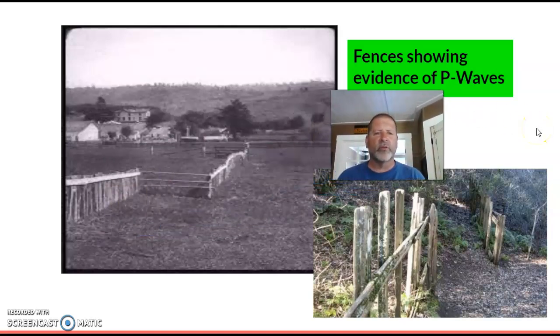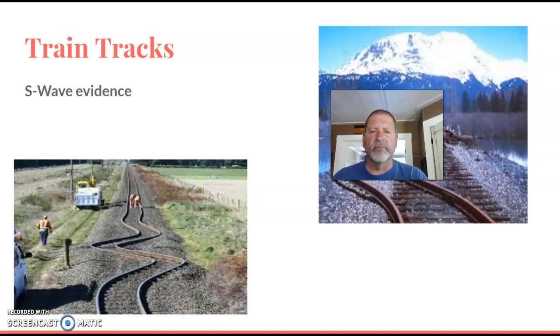The best evidence that we can hope to find is things that we've built that are supposed to be in a straight line, man-made structures that are perfect straight lines. And then when an earthquake hits, those things get separated. So you can see that P waves hit this area and it moved the fence so that it's no longer lined up. And this is S waves on railroad tracks.